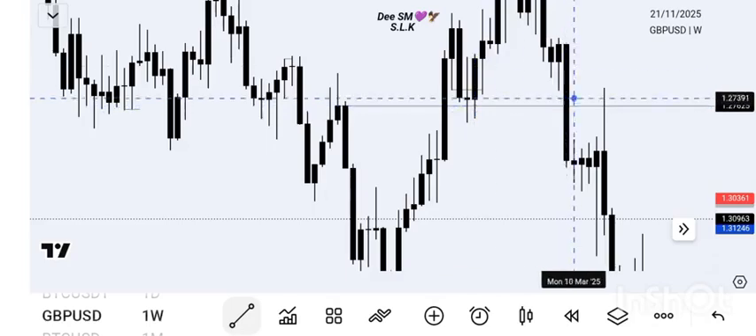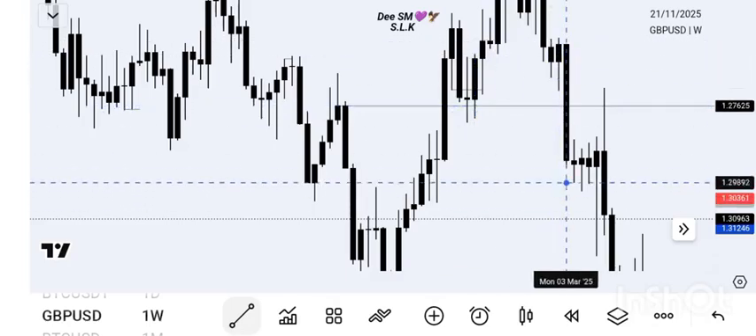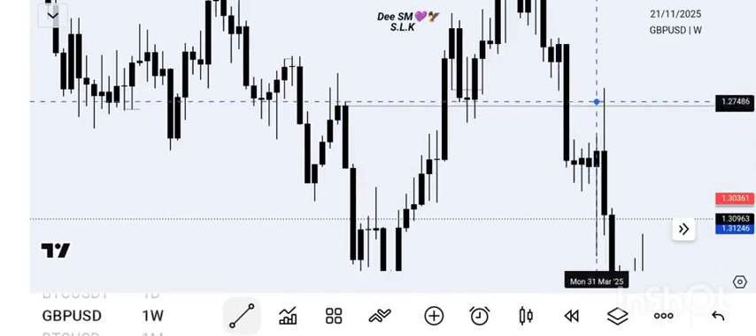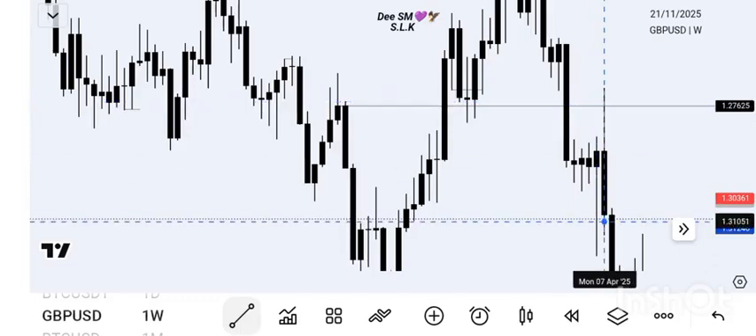What did price do again? Price broke it again, disrespected it the third time, and then what did price do? Price came back to that key level and then melted.